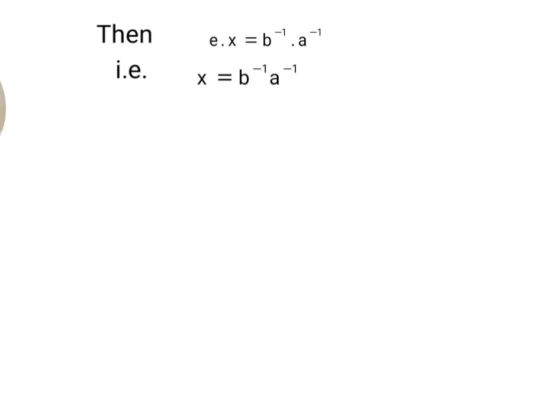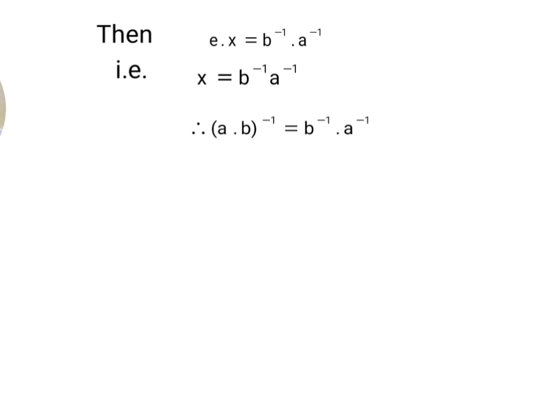But this X was taken for the inverse of element AB. So here actually we proved that the inverse of AB is equal to B inverse into A inverse. Thus the reversal law is proved. That means socks and shoes property is proved.